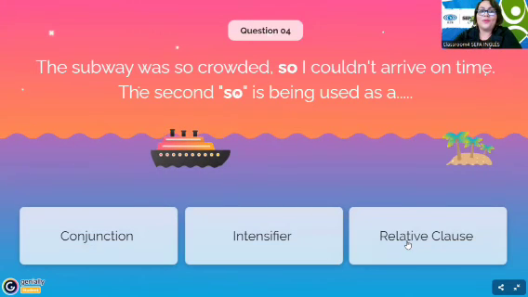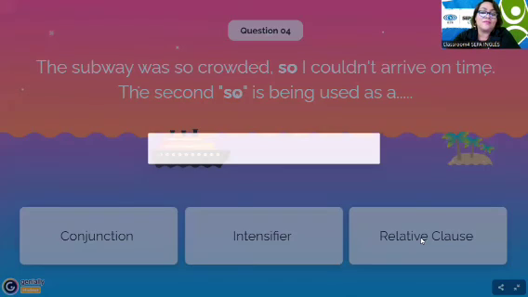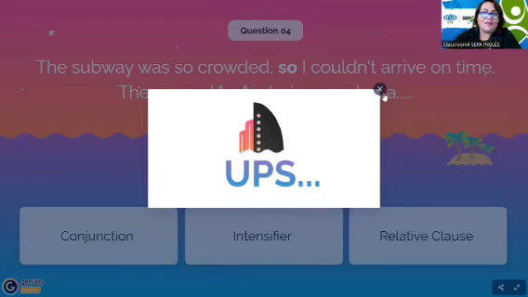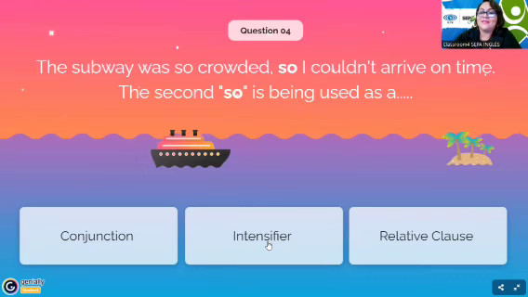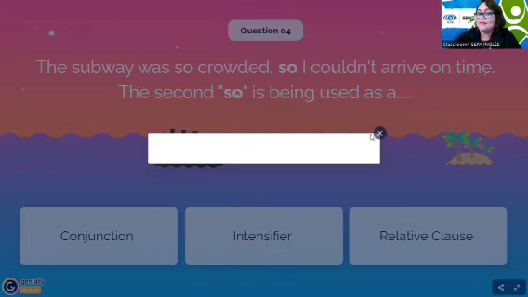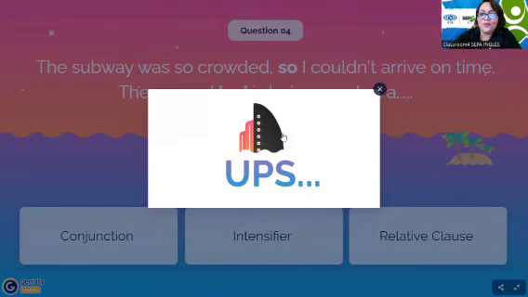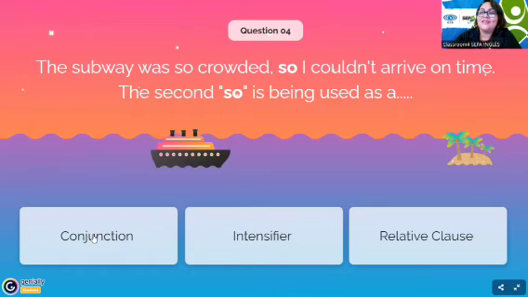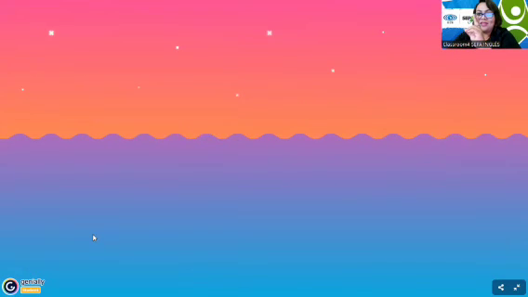The subway was so crowded, so I couldn't arrive on time. The second so is being used as an intensifier, relative clause, or conjunction. I'm going to start from the right to the left, maybe, because we are going to have someone who says that it's a relative clause. Oops, no. Is it an intensifier? No, of course, this is a conjunction because I'm joining two sentences.